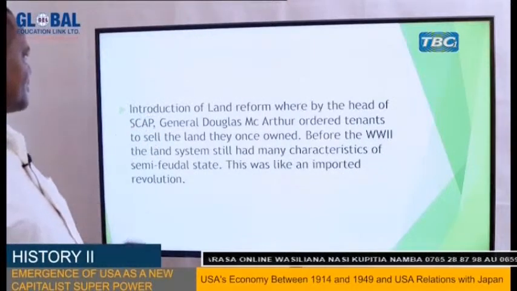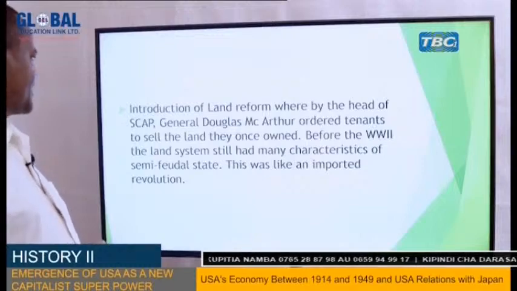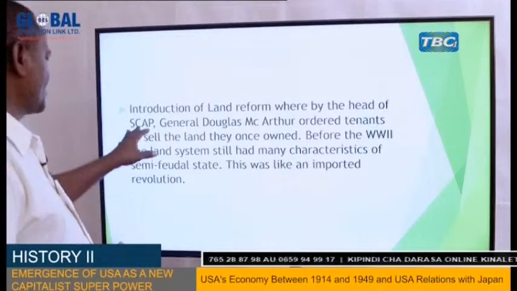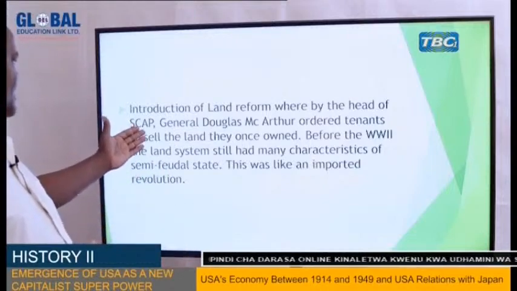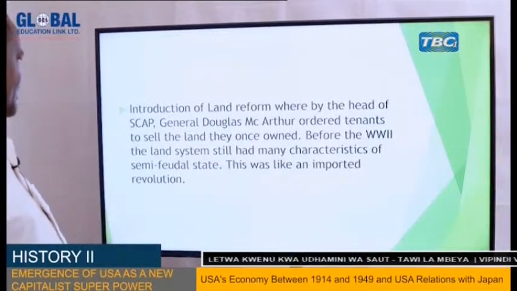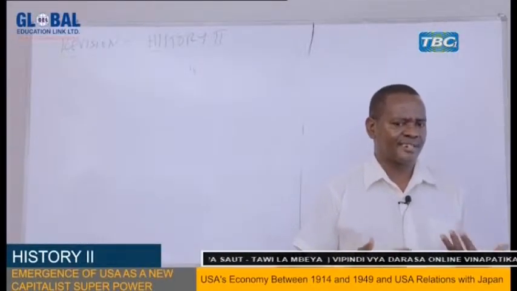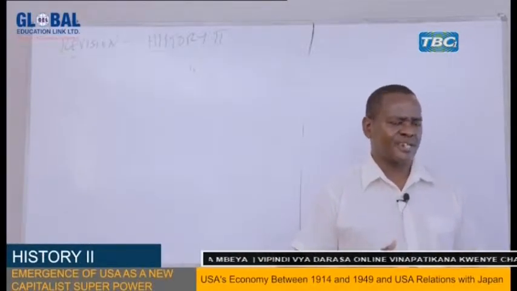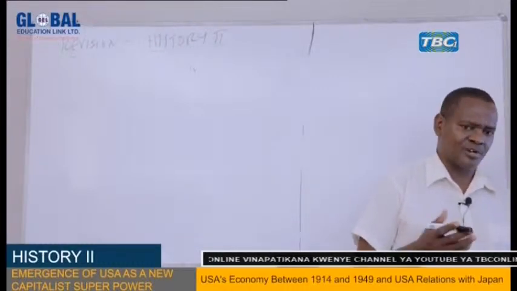Also, another effect of that relation is the introduction of land reform, whereby the head of the Allied occupation, General Douglas MacArthur, the supreme commander of the Allied forces in the Pacific, ordered the tenants to sell the land they once owned, and so there was abolition of feudalism, and Japan became a fully capitalist country because of their relations with America and occupation.